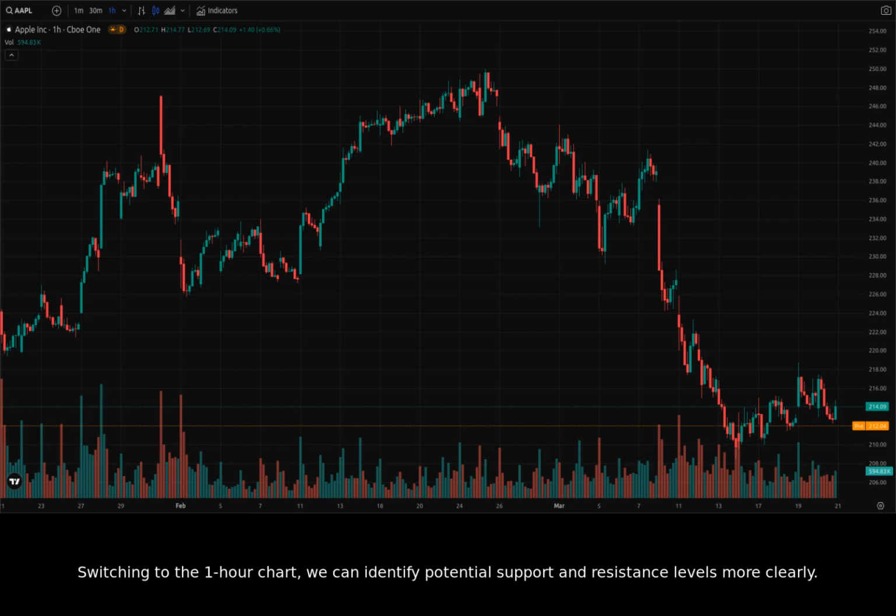Switching to the 1-hour chart, we can identify potential support and resistance levels more clearly. We can see support around the $212.22 level, which has been tested multiple times. A break below this level could signal further downside.